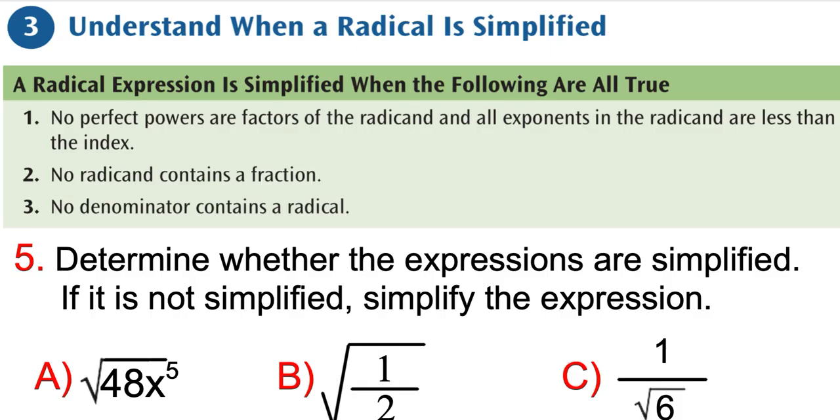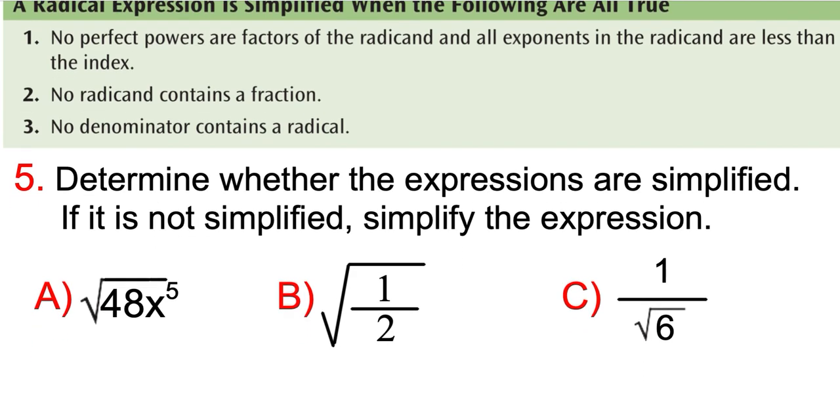So the final thing here, how do I know when a radical is simplified? So here's some things to think about. We have no perfect power factors of the radicand, so that would be something like this. We don't have any of that going on because that's not simplified. Cube root of x cubed is just an x, right? You have to make sure you've simplified variables completely. No radicand contains a fraction. That means we can't have a fraction underneath a radical, like this one down here. There's a fraction in there, okay? And no denominator contains a radical. So that's the same thing. You can't have something like this, all right?